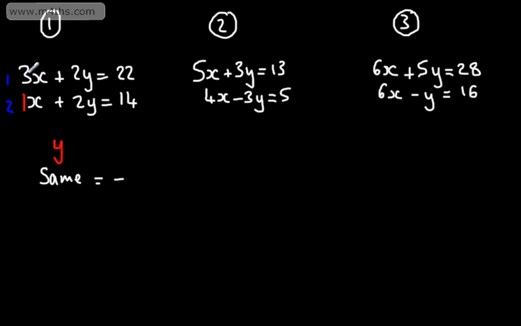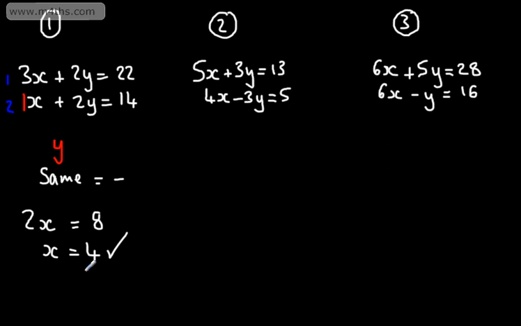So subtracting down, we've got 3x minus 1x, which is going to give us 2x. We've got 2y, subtract 2y, which gives us 0. And we've got 22 minus 14, which is going to give me 8. So I've eliminated the y's by subtracting equation 2 from equation 1. This leaves me now one unknown to solve. If 2x is equal to 8, dividing both sides of the equation by 2, 1x is equal to 4. So we've solved for the x.